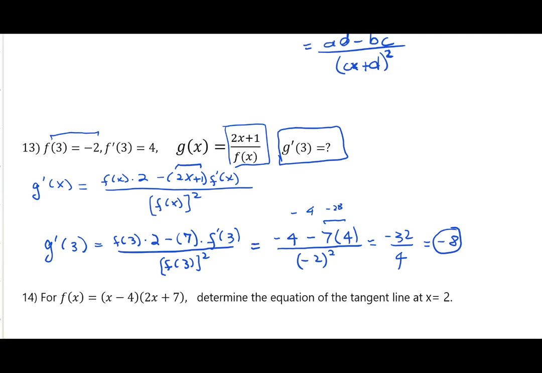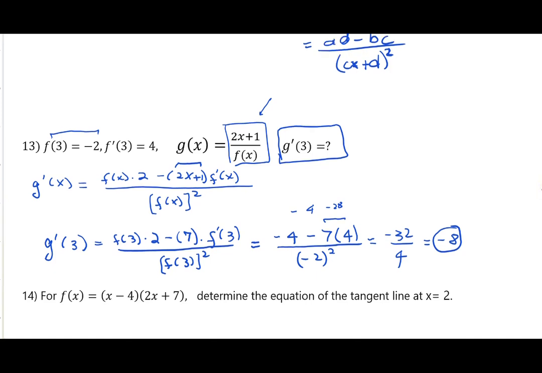So what does that represent? It represents, for the function g of x, its rate of change at the point 3. It also represents the slope of the tangent line to the function g of x at the point 3.